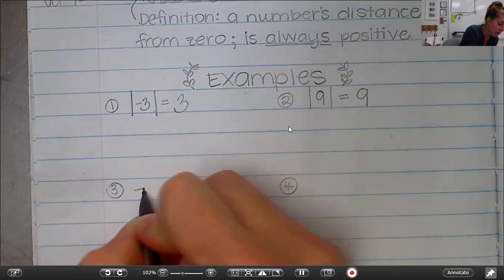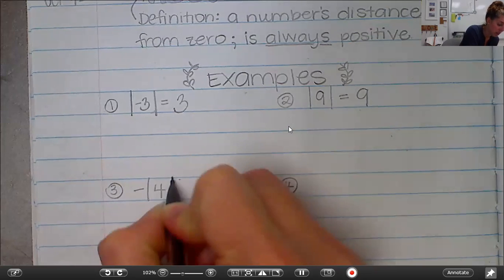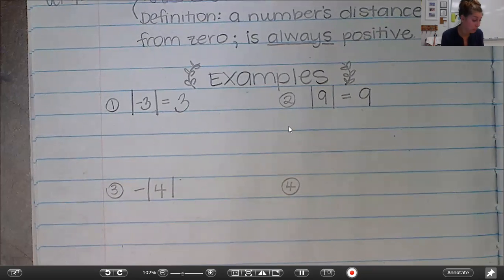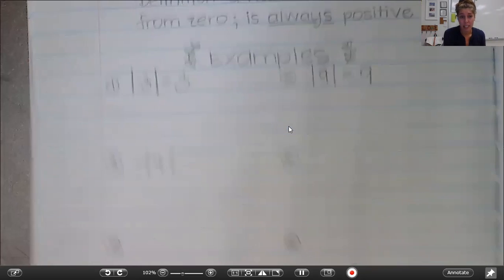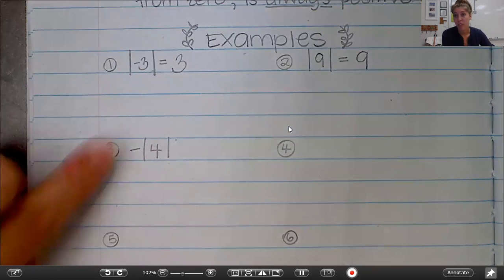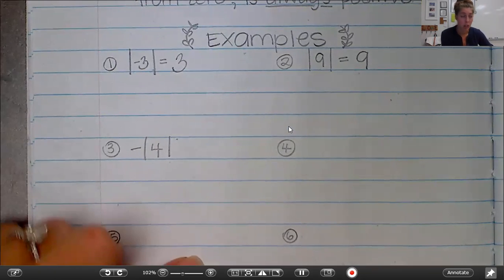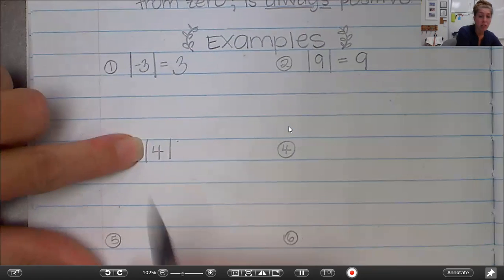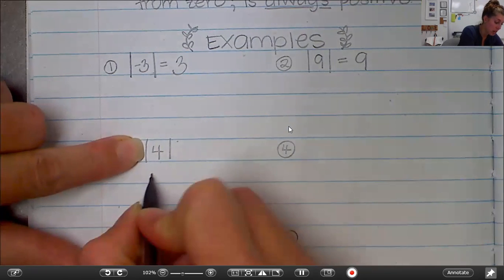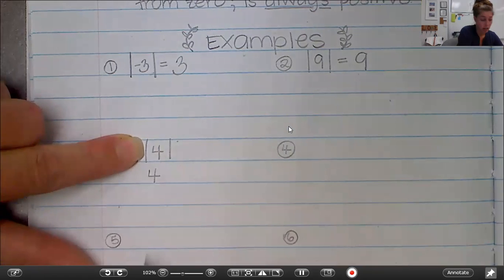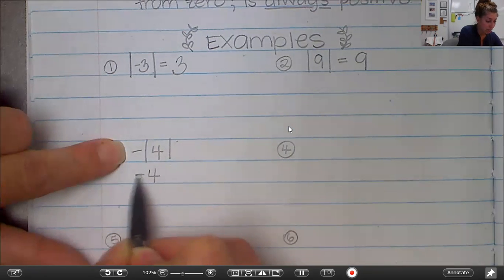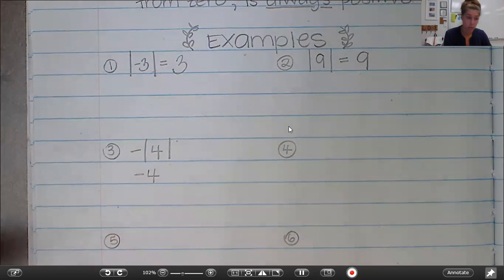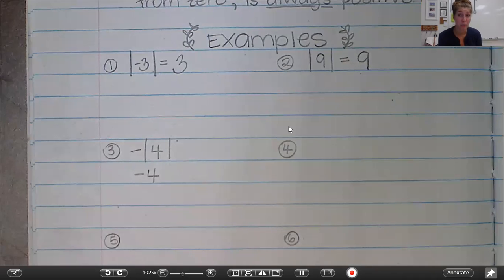Here's where things can change a little bit. If I put a negative on the outside, like this, right? What that's saying is we want the negative absolute value of 4. Well, if I found the absolute value of 4, that would be just 4. And then that negative has to come down with it. Okay, so the answer here is -4. That negative is not included in that distance from zero.